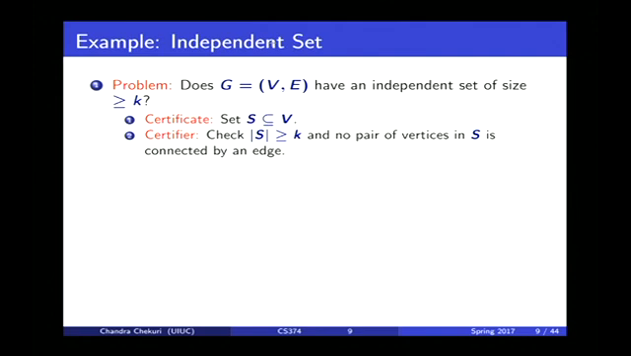But suppose the graph doesn't have an independent set of size k. You cannot fool me. Whatever set you give me, if it is not an independent set of size k, I will say no.